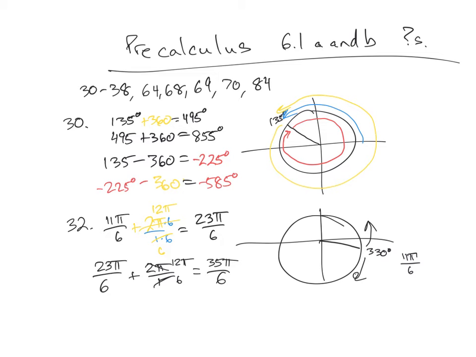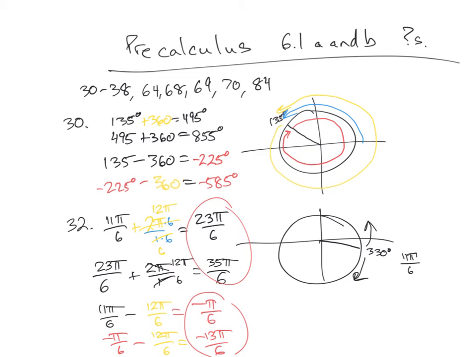Now we need to go negative. So we take the 11 pi over 6 and we subtract 2 pi. So I'm going to leave it as 12 pi over 6. That's the same as 2 pi. All right. And what do we get? 11 minus 12 is negative 1 pi over 6. So you have a negative 1 pi over 6. And again, we subtract 12 pi over 6. That's 2 pi. And we get a negative 13 pi over 6. So there's your 2 negative and your 2 positives for 30 and 32.